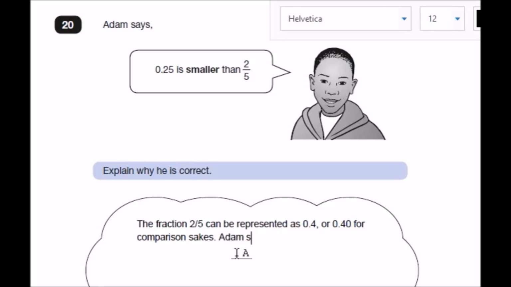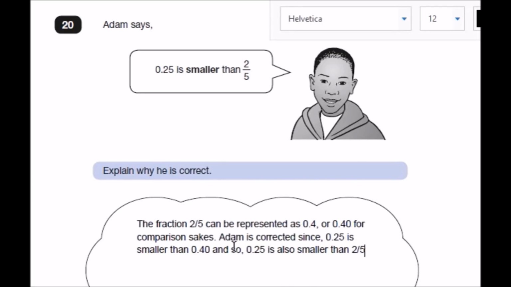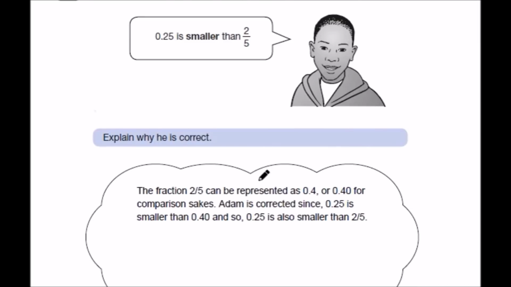Adam is correct since 0.25 is smaller than 0.40, and so 2/5, and so 0.25 is also smaller than 2/5. That's it. Done. That's all I would say personally. Yeah, so just write it like this.